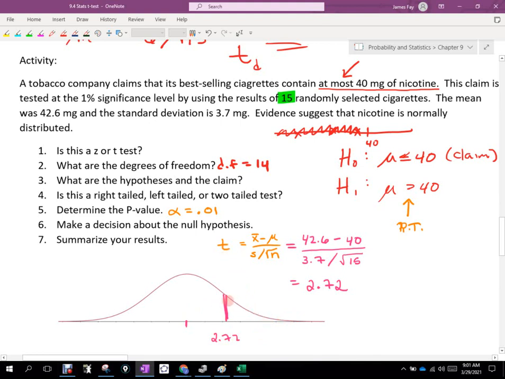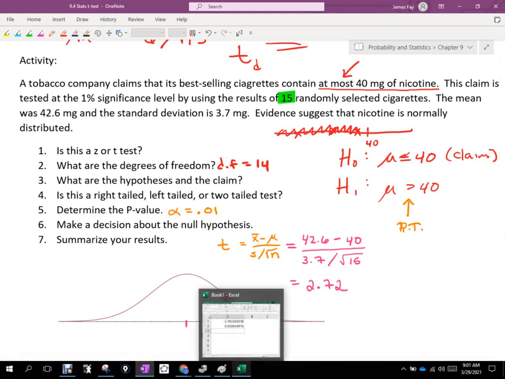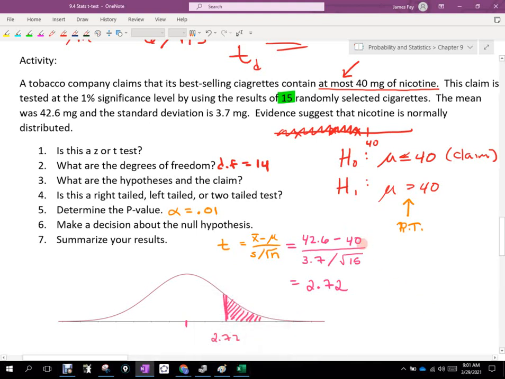Now, we want this area. That area right there is the p-value. And if I can find that area, then I can compare that area to 0.01, and we'll be able to make our decision. If that area is greater than 0.01, we will fail to reject, which would mean that the t-value would be left of the critical value.